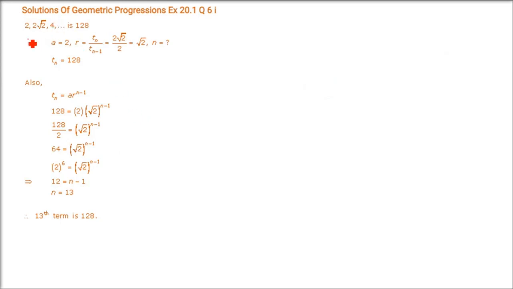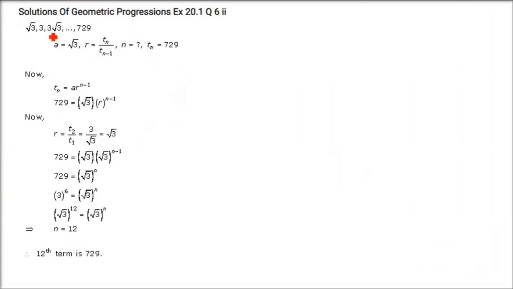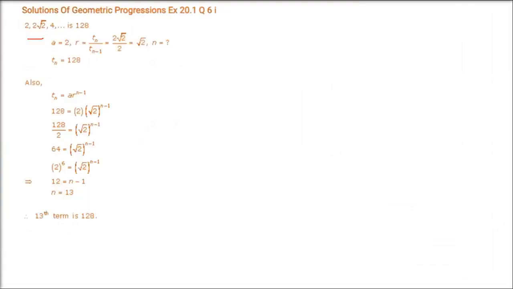Now there are certain questions. I'll just revisit this because there is a simple change. I'm going to give you a change here. Now let us see this. Let me revisit this. a is 2 here, and 2 root 2 by 2, so r is root 2, and the other term is 128.